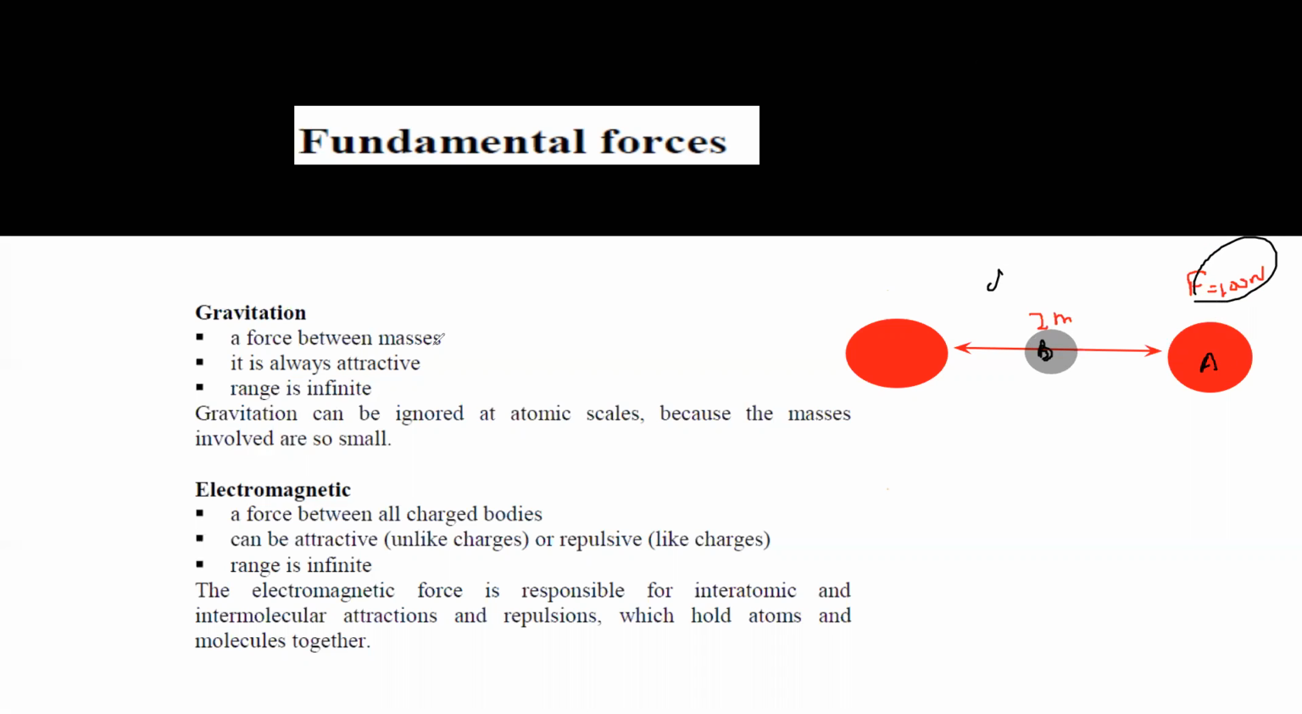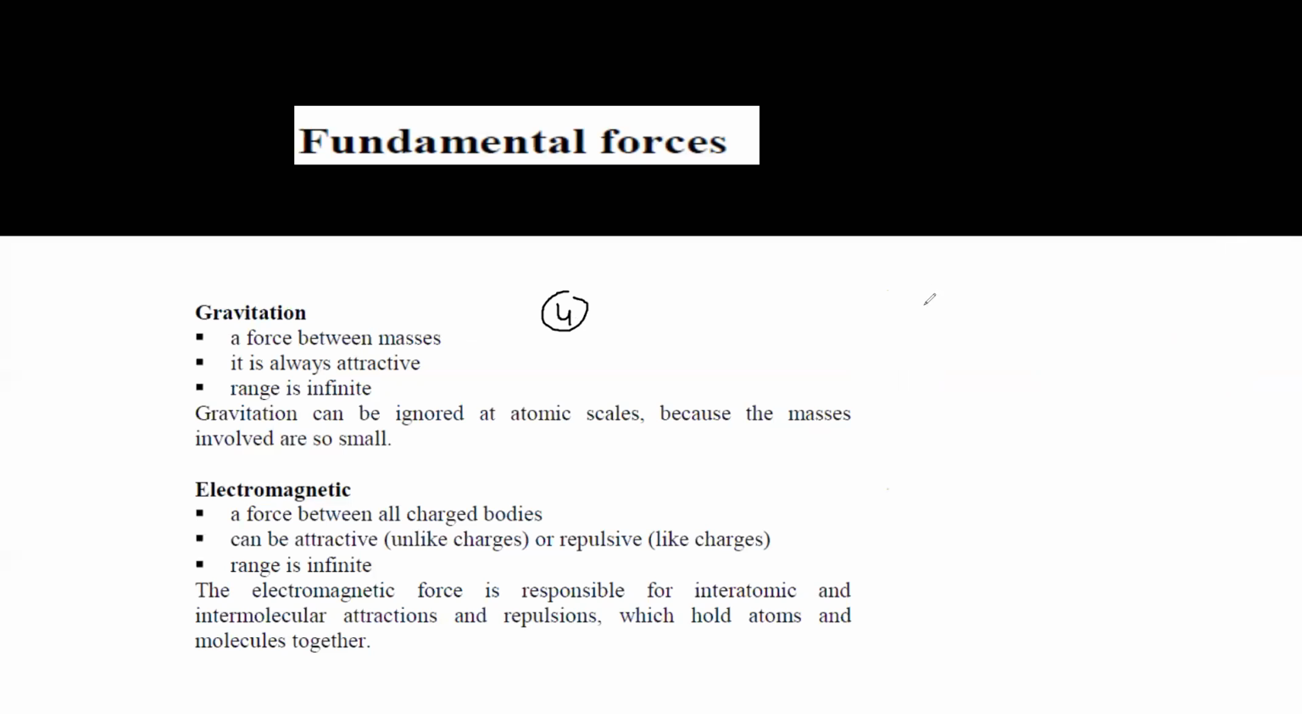So gravitational force is because of the mass, it is always attractive, and its range is infinite. Like you cannot specify it is acting for a short range or long, it is acting for infinite range. And gravitational force can be ignored at the atomic scale because the mass is very small. Like small particles, you can neglect the gravitational force. Why? Because there is an up quark and a down quark, so I can neglect the gravitational force between them, because their mass is negligible or very small.